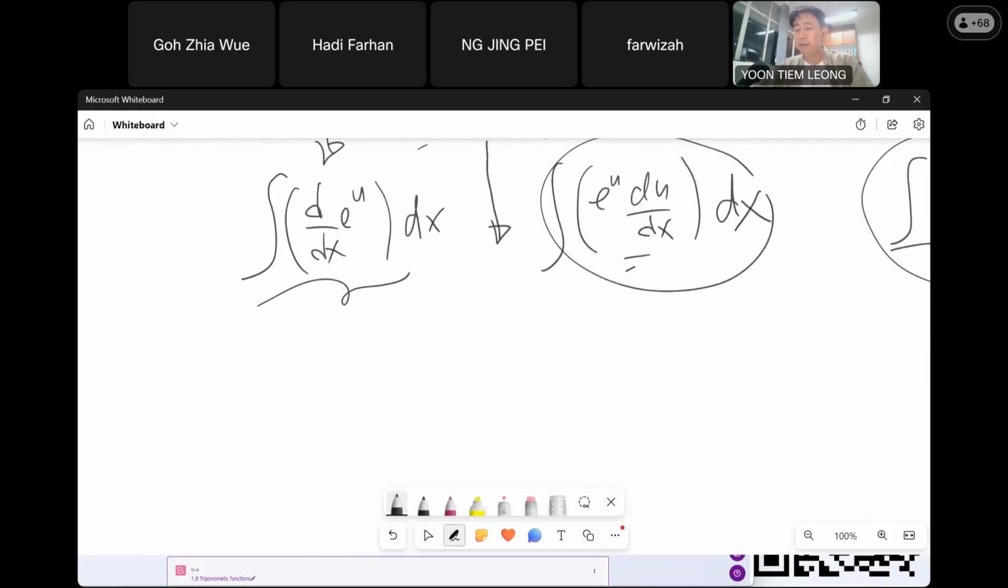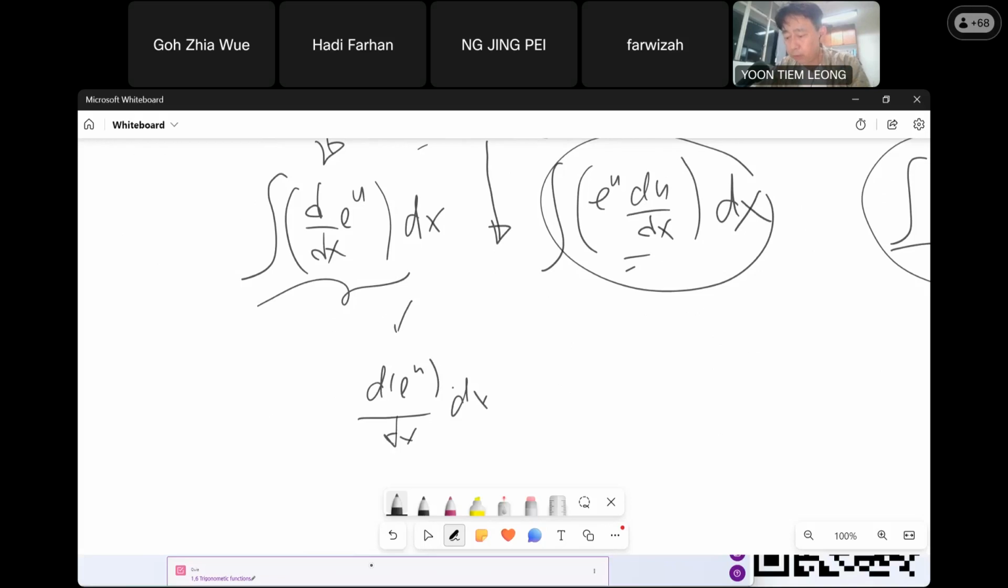Then I'll look at this function a little bit more carefully. So let me see what I would get from here. On the left hand side, what I would get is d of e^u, and then I have dx. So let me see how I proceed from here.